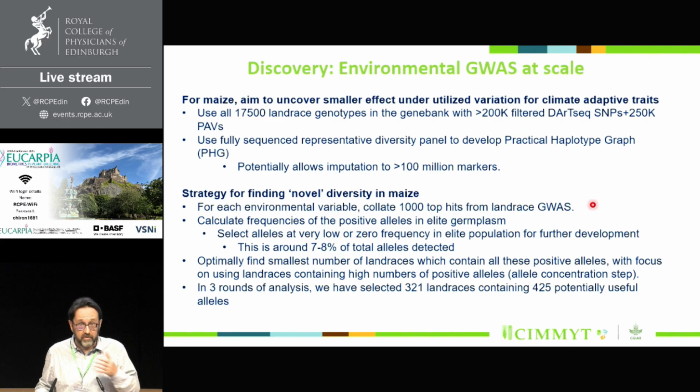The next step is to find the smallest set of landraces that contain all these positive alleles, because we have everything genotyped, and we focus on landraces containing a high number of positive alleles. What we're trying to do is concentrate these alleles that we think are positive in the smallest number of landraces and use these for future deployment. So far, in 3 rounds of this analysis for several traits, we've collected about 321 landraces containing over 400 potentially useful alleles.